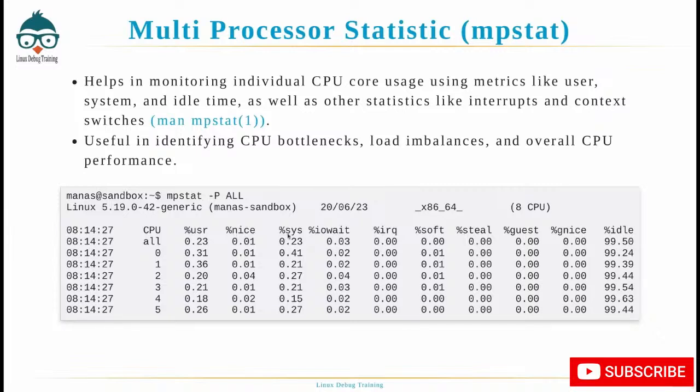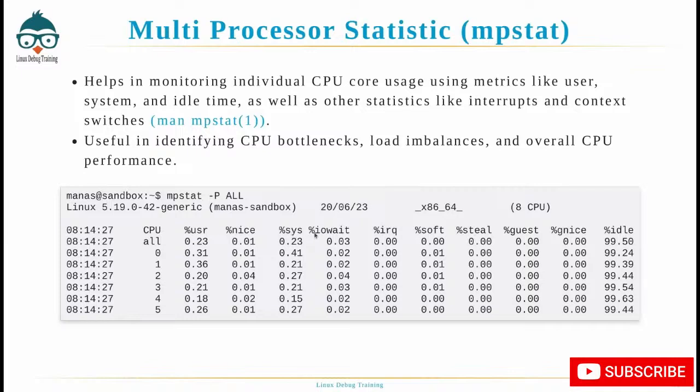Percent system represents the percentage of CPU time spent in kernel level system processes. It includes the time spent handling system calls and managing hardware. A high percent sys value can indicate that the system is under heavy load due to system level activities, potentially causing issues for system services or kernel tasks.